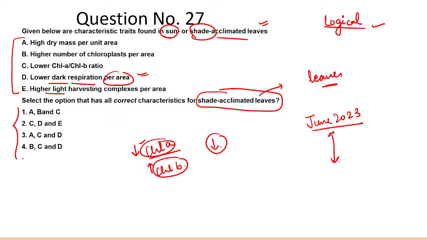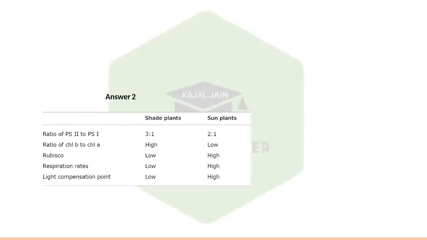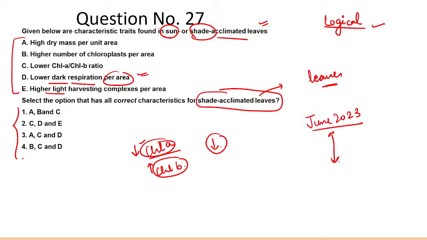Okay, let's see. The question is that you're given a few characteristic features related to shade acclimatized leaves, and you need to find out which of the following are the correct characteristics. The answer for this question is option number B, that is your C, D and E.